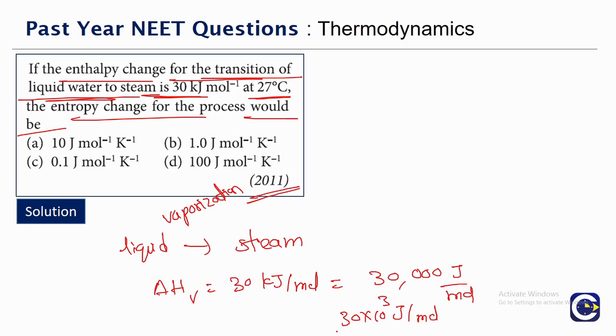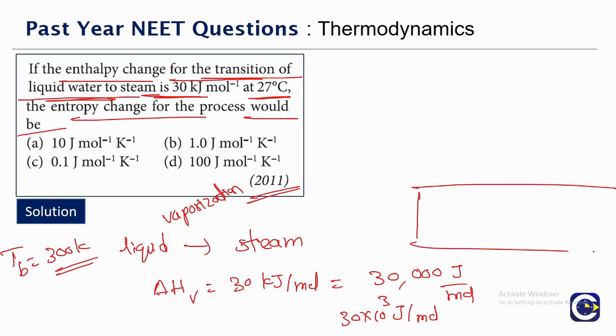So del H is there. The corresponding temperature, the boiling temperature, is what? 27 degrees centigrade, which means 300 Kelvin. What do we want here? Delta S, the entropy change for the process. This is a phase change. Remember we discussed a problem about it earlier. For any phase change, the entropy change for the process is equal to delta H, the enthalpy change for that phase change process, divided by the corresponding temperature.